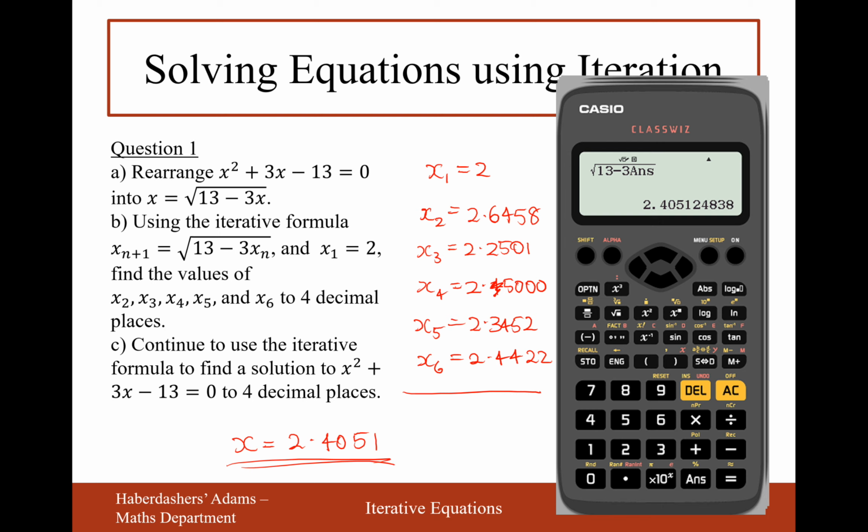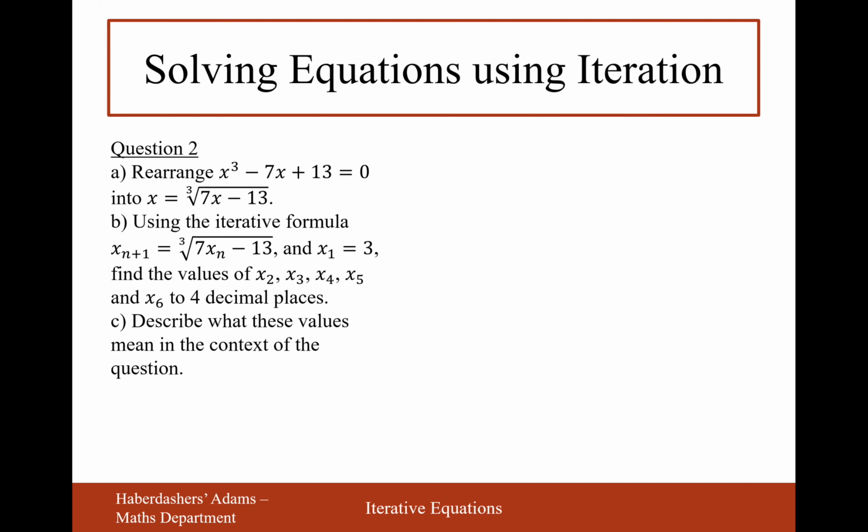That is solving an equation using an iterative sequence. Let's have a go at question 2 now. So first of all, we need to do some rearranging. So x cubed minus 7x plus 13 equals 0.